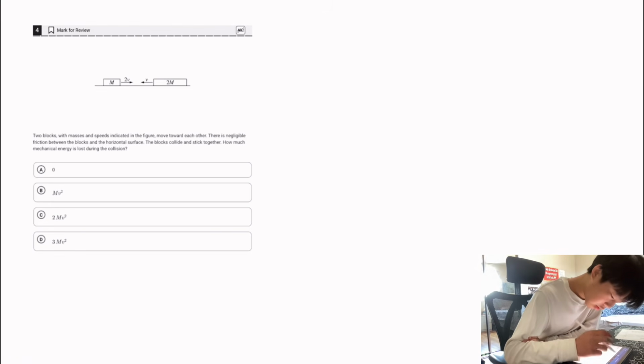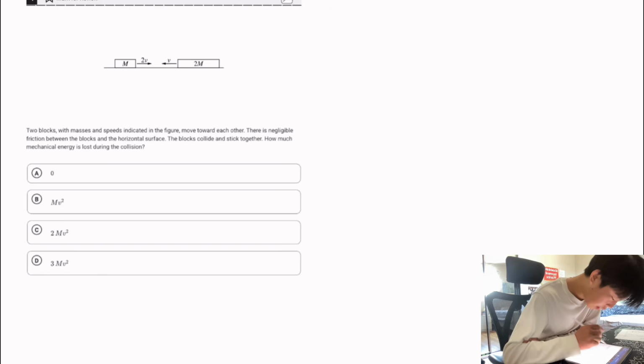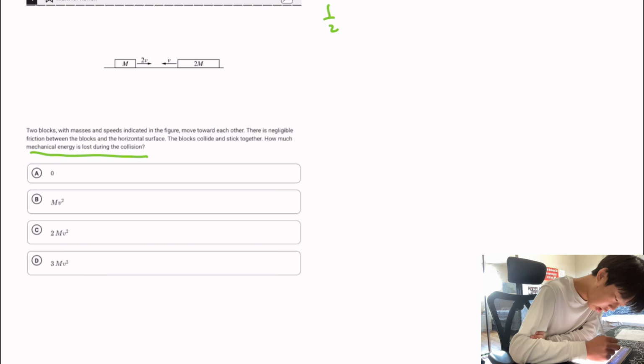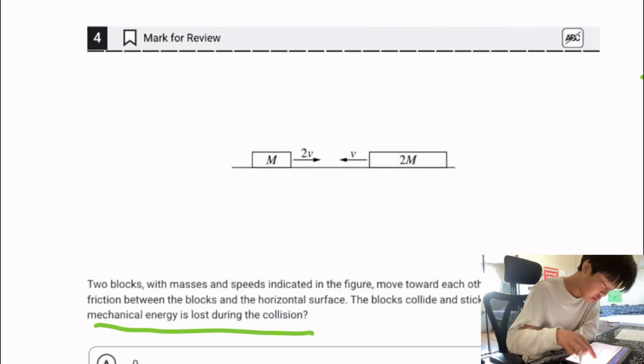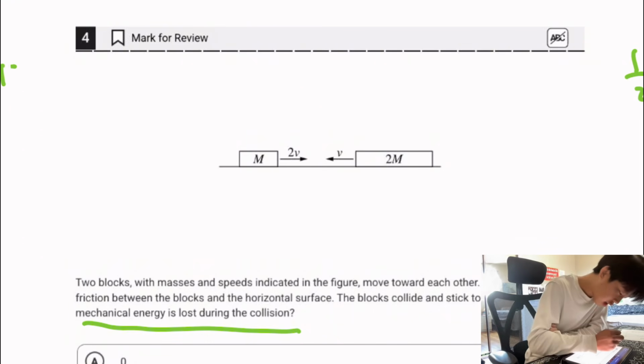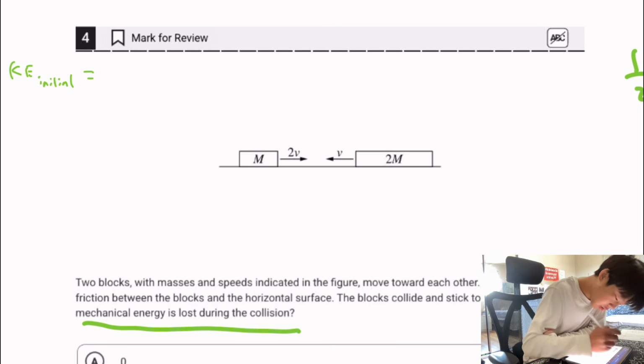Next question. So this one is asking for mechanical energy. So guys, we remember about energy. Energy is going to be 1/2 mv squared. It's asking for mechanical energy, which is the total energy within the system, which is going to be the energy of the two guys. So let's calculate that. KE initial is equal to 1/2 m (2v) squared plus 1/2 (2m) v squared.